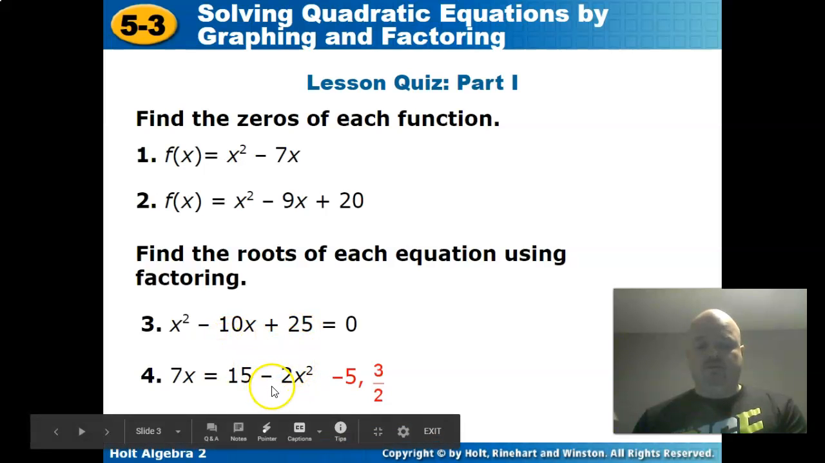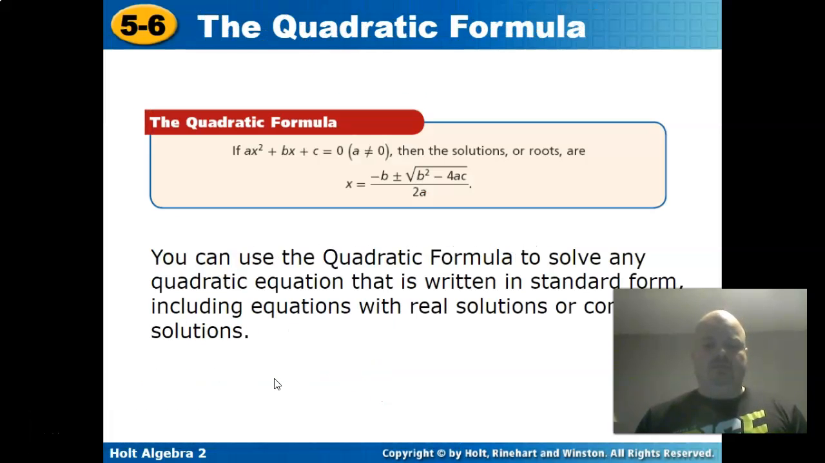So in other words, if we were to get everything over to one side, 0 on the other side, you might have 2x squared instead of just x squared. You need to be able to handle that problem as well.